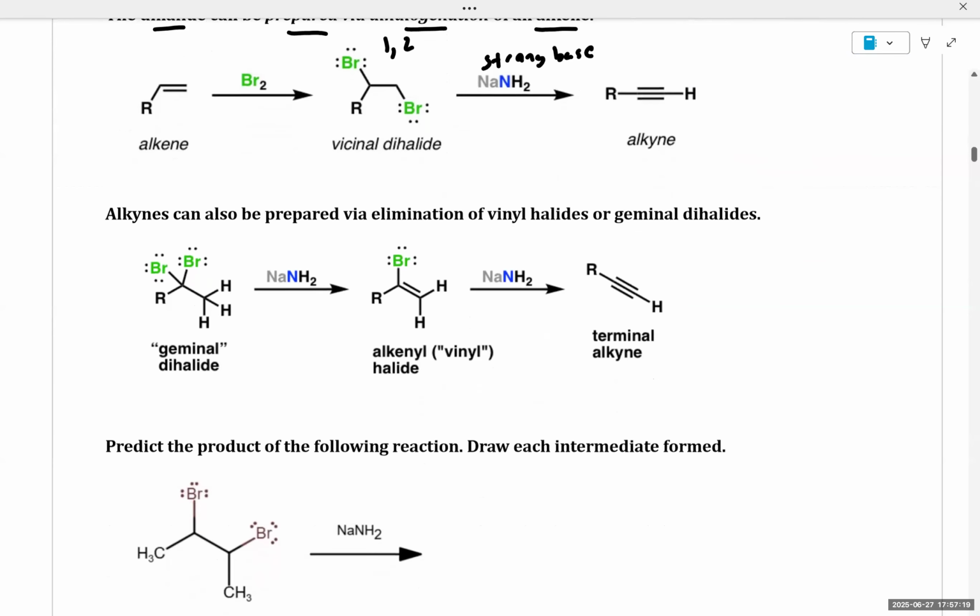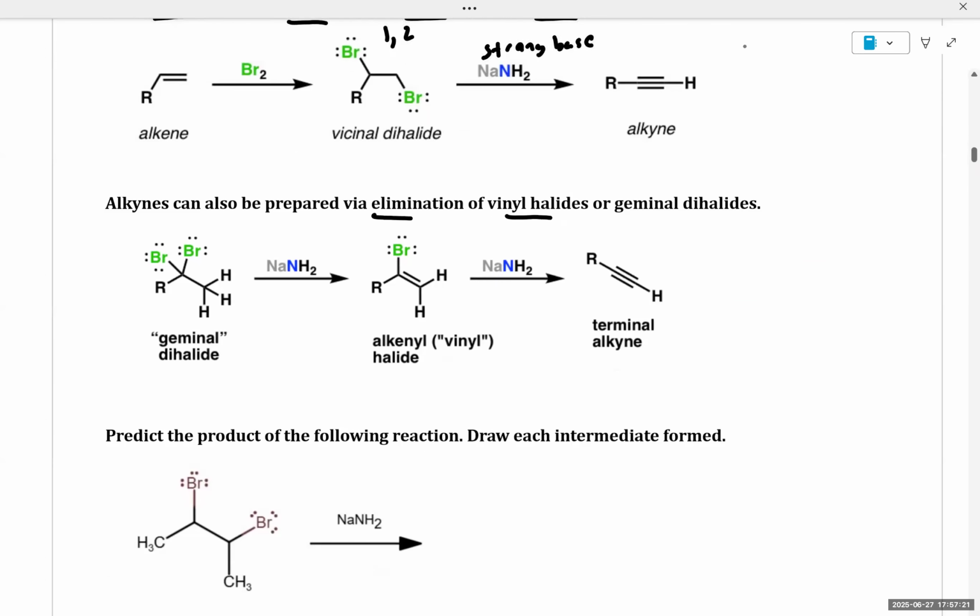Alkynes can also be prepared via elimination of vinyl halides or geminal dihalides. So the geminal dihalide can undergo elimination to make a vinyl halide, and that vinyl halide undergoes a second elimination. This is why you need an incredibly strong base to generate the terminal alkyne, or an alkyne in general, depending on substitution.